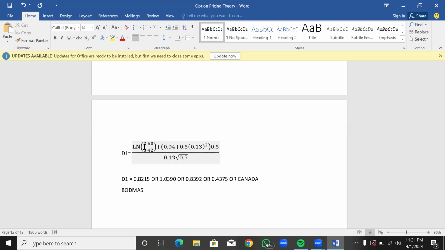Hold on, don't press the ln. Okay, do it like this. Everybody, please hold on. Do 3.60 divided by 3.42. What did you get? 1.05263. That thing you got, write it down. Now do ln of 1.0526, close the bracket. It's supposed to give you 0.05126.